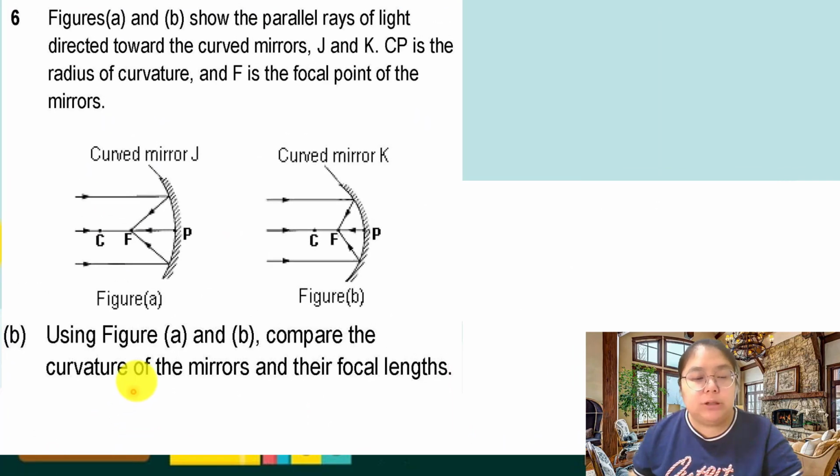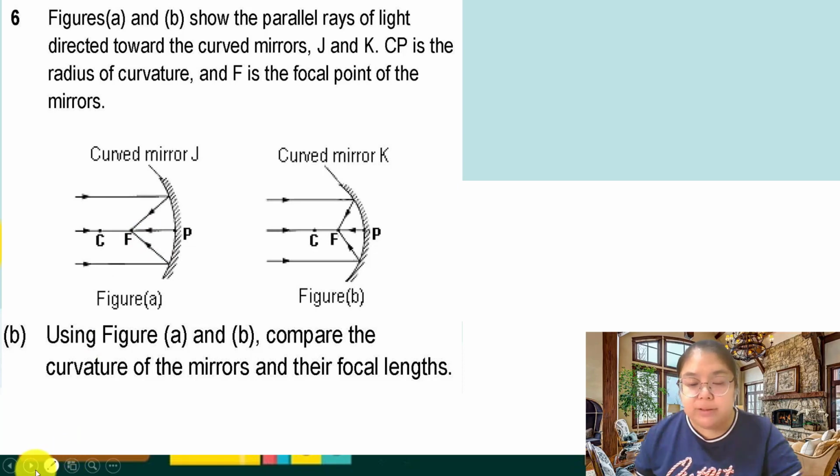Now we continue. Using figures A and B, you need to compare curvature. First, they want you to compare the curvature. Number 2, you need to compare the focal length. The question you can answer in point form. The curvature of mirror K is more than J. How about the focal length? The focal length for mirror K is shorter. For mirror J, the focal length is longer.